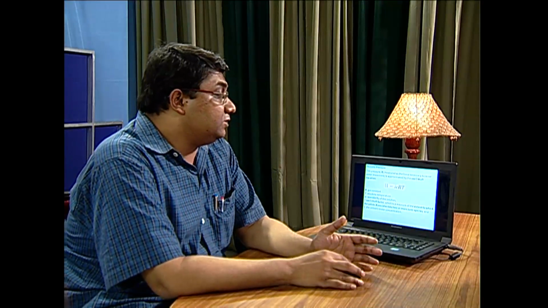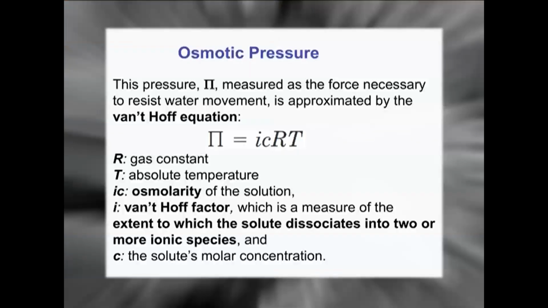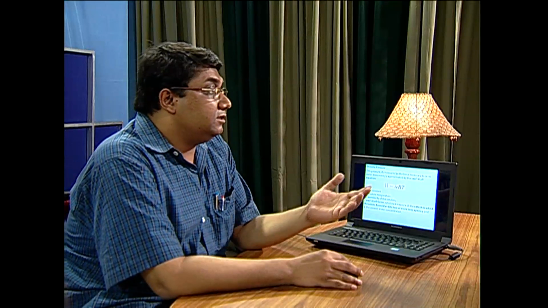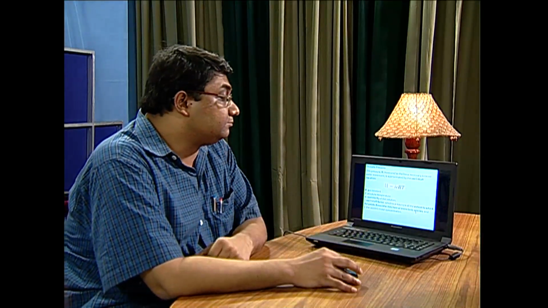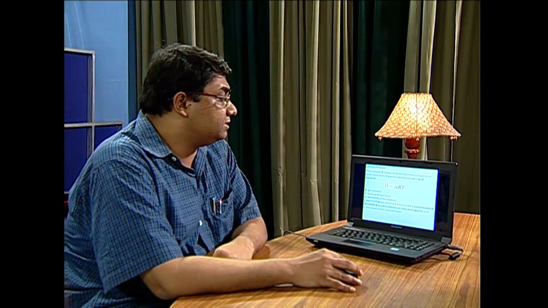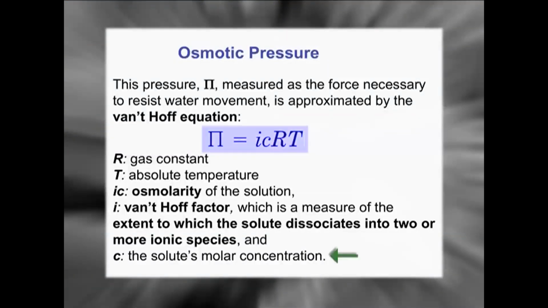The Van 't Hoff equation describes the mathematical expression: pi equals iCRT, where R is the universal gas constant, T is absolute temperature. The product iC is called the osmolarity of the solution, where i is the Van 't Hoff factor, which is the extent to which the solute dissociates into two or more ionic species, and C is the molar concentration of the solute.